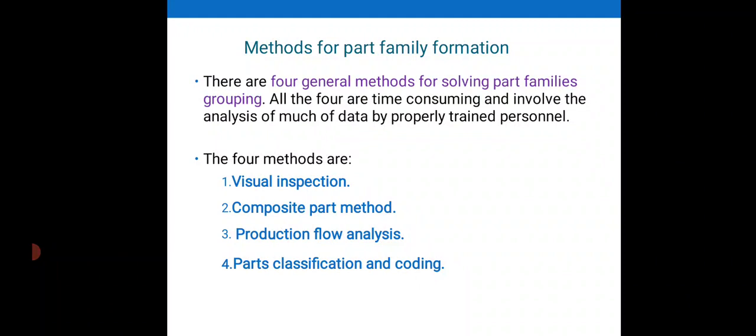Here we are going to see the methods for part family formation. There are four general methods for solving part family groupings. All four are time consuming and involve the analysis of much data by a properly trained person. The four methods are: first, visual inspection; second, composite part method; third, production flow analysis; and fourth, part classification and coding.